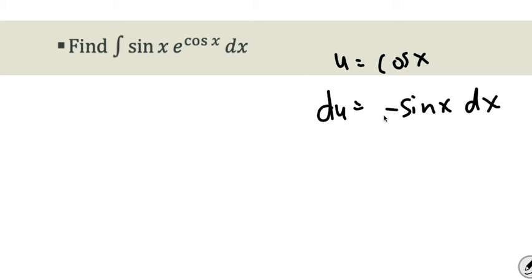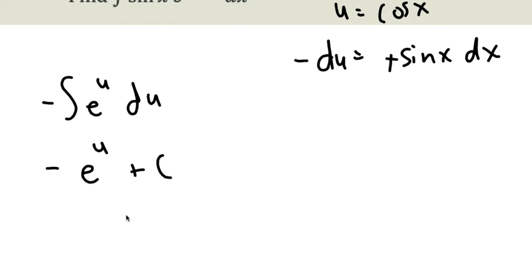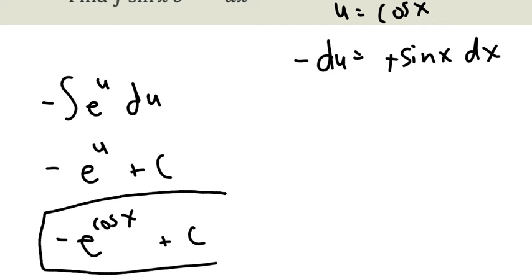And again, we got to get that sine over to the other side, so I want to multiply both sides by negative 1. That gives me a negative integral e to the u du. So negative e to the u plus c. And finish it out, negative e raised to cosine x with a plus c out of the exponent. There you go, final answer.